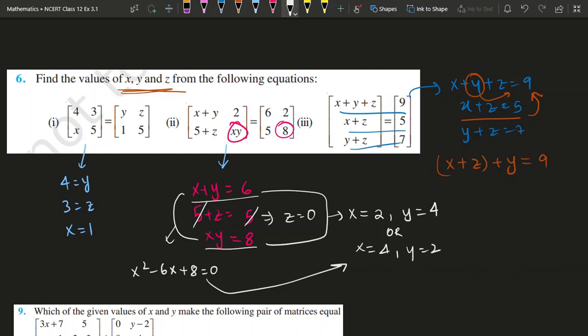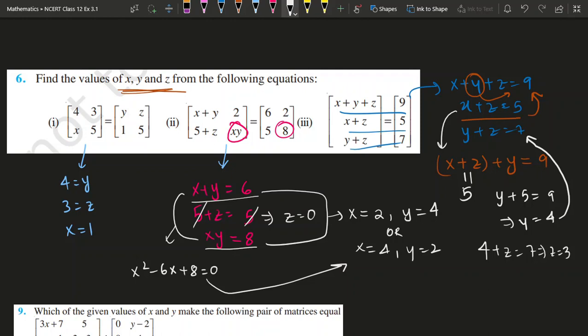And using the second equation, x plus z is just equal to 5. So y plus 5 is equal to 9, and y is equal to 4. Now you can put y equals 4 in the third equation, and you would get 4 plus z is equal to 7. So z is equal to 3. Now you have y and z. You can put it into the first equation. x plus y is 4, z is 3, and it's equal to 9. So x plus 7 is equal to 9, and subtracting 7 from both sides, you would get x is equal to 2.